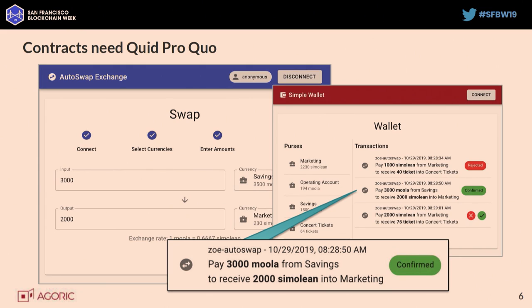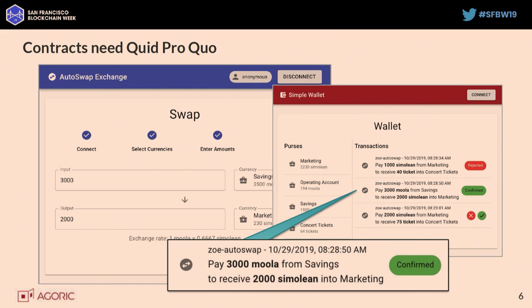Contracts are not about what I do. They're about what I do and what you do and what some third party does and the obligations and rewards and participation, the quid pro quo, right? So what we want and what we built is an architecture where what I do is not sign a payment to a random number. What I sign is an offer.